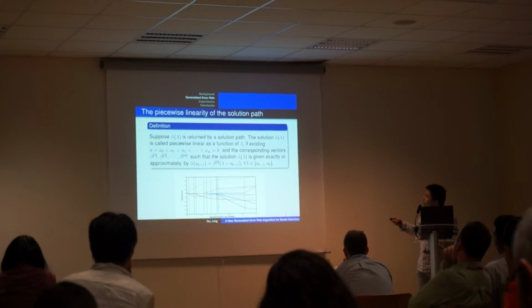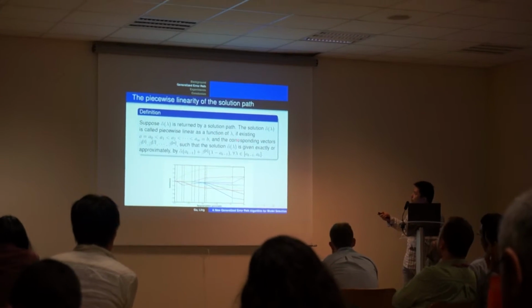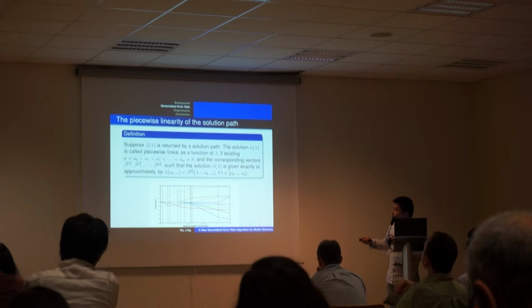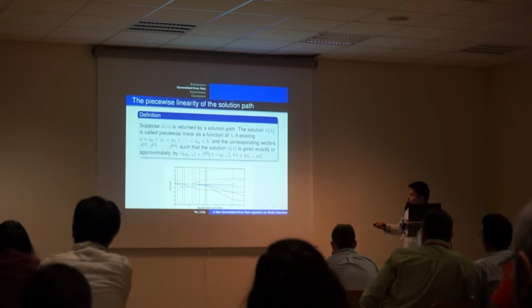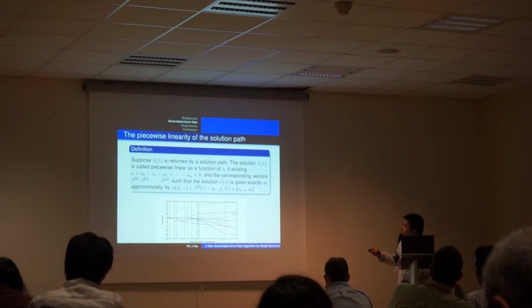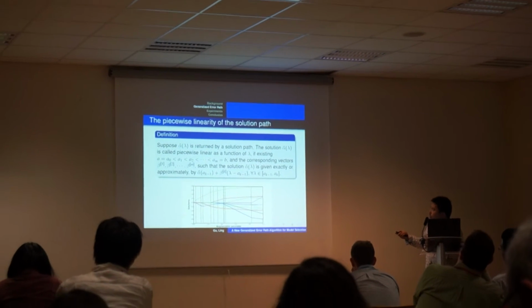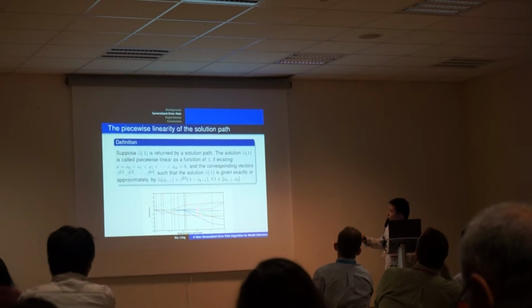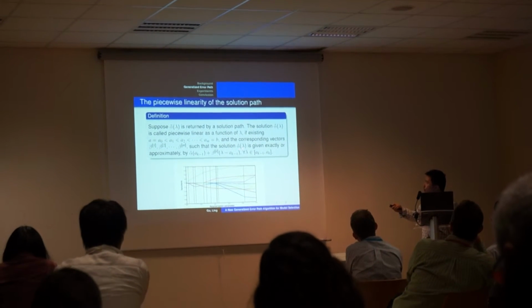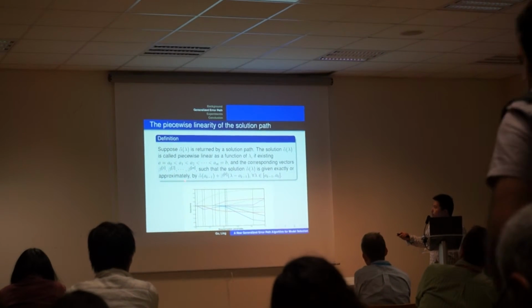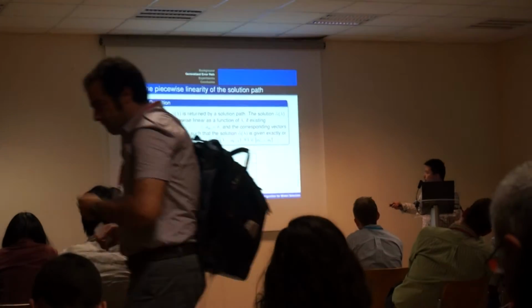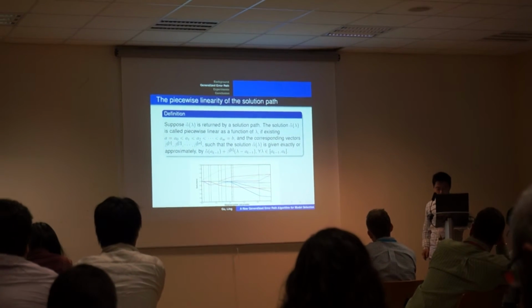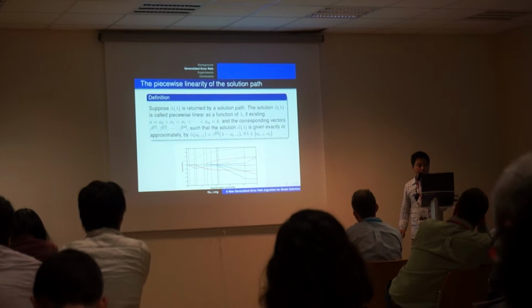So solution alpha lambda is called piecewise linear as a function of lambda if there exists a sequence of contiguous intervals, like this interval, and a sequence of vectors beta, this is beta, and the solutions alpha lambda are given exactly or approximately by this linear function. Like in this interval, all solutions can be computed by this linear function. So this is called the piecewise linearity of the solution path.